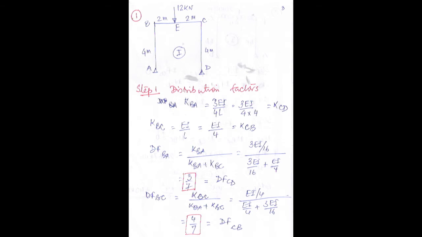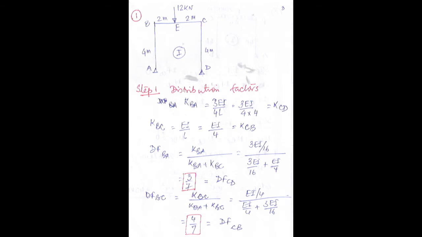Similarly, we can find out the value of DF BC, distribution factor BC. So it is KBC divided by KBA plus KBC. This is EI by 4 divided by EI by 4 plus 3EI by 16. So from here we get 4 by 7, and this is also the distribution factor of CB.